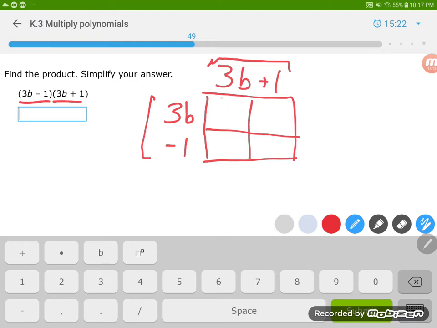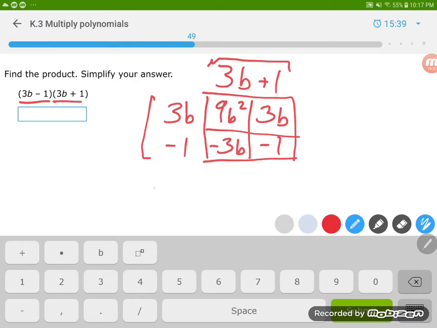So 3b times 3b will be a 9b squared. 3b times 1 will be 3b. And 3b times negative 1 will be negative 3b. And negative 1 times 1 will be a negative 1.